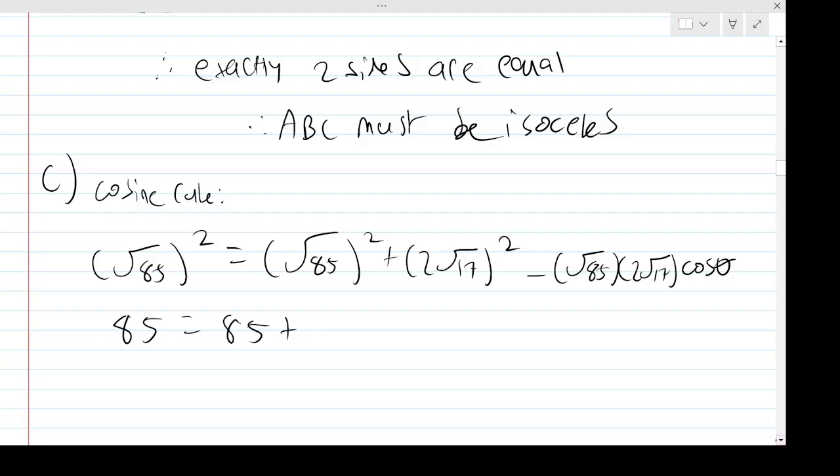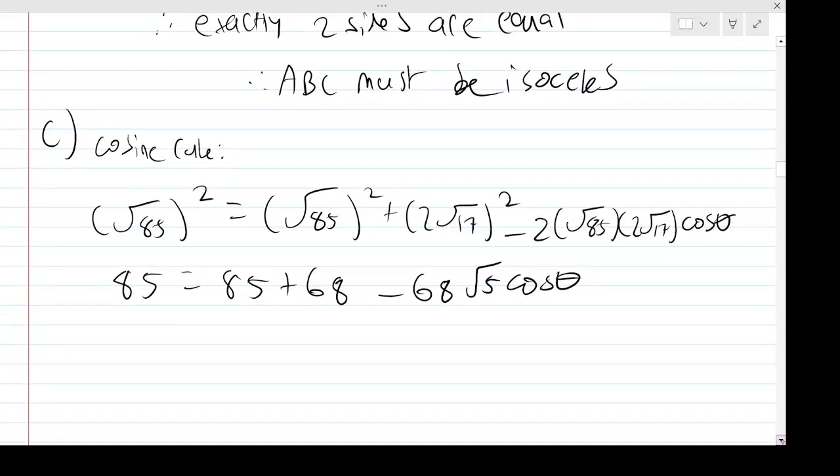That's going to get me 68. And then minus root 8, that'd be minus 2 lots of this, okay? So minus 2 lots of root 85 times 2 root 17 gets me minus 68 root 5 cosine theta. So then I can simplify a bit more.